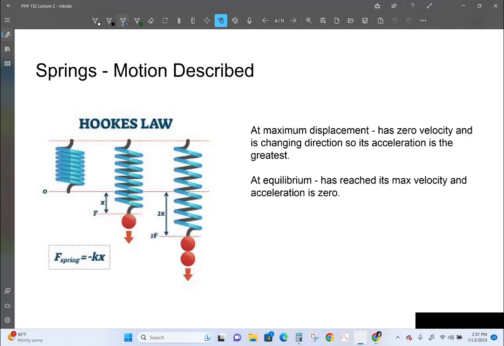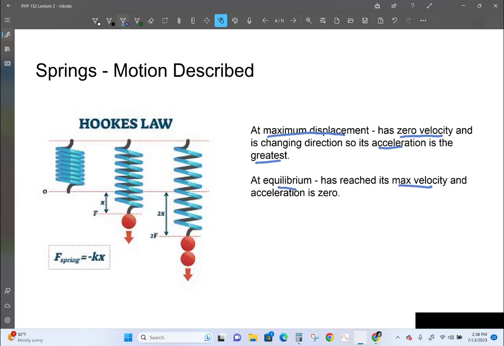At maximum displacement, it has 0 velocity. It actually comes to a stop, and it's changing direction. So it has the greatest acceleration at maximum displacement. But at equilibrium, it reaches its max velocity.